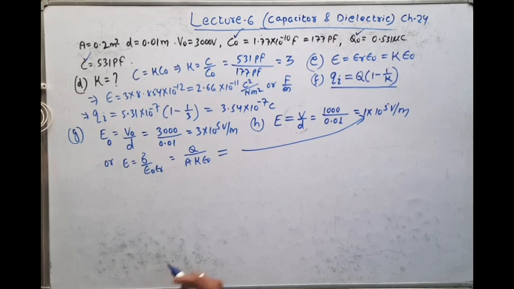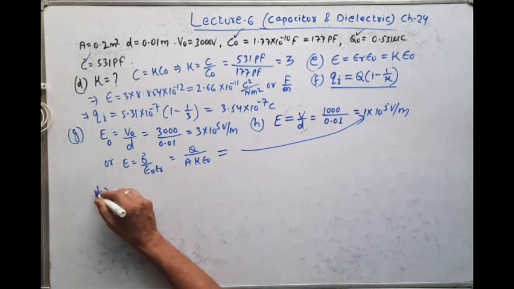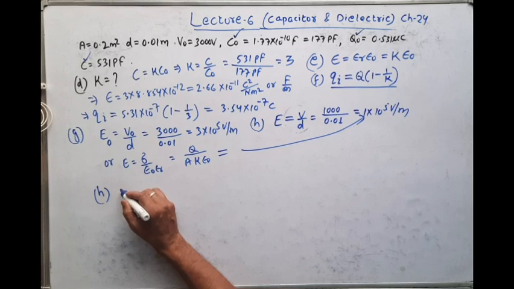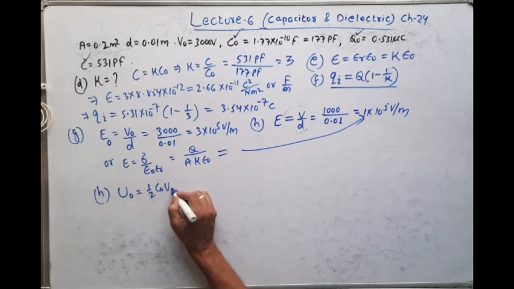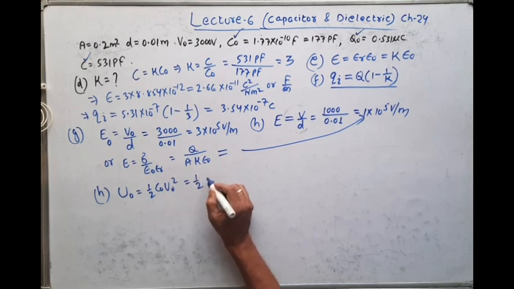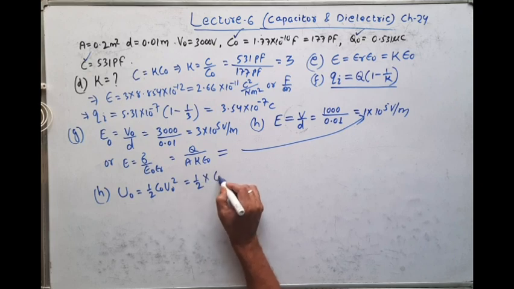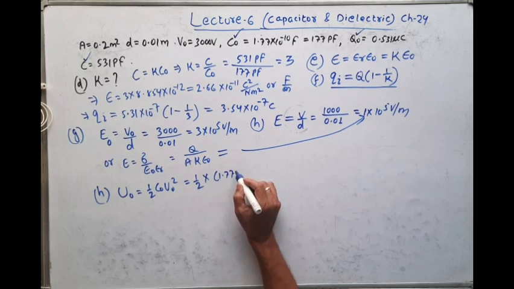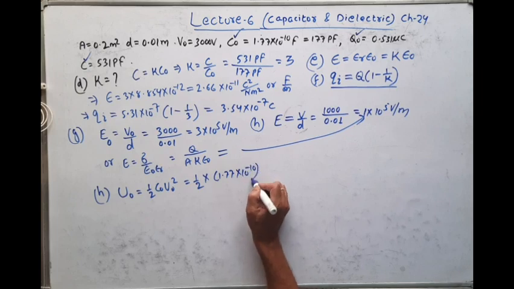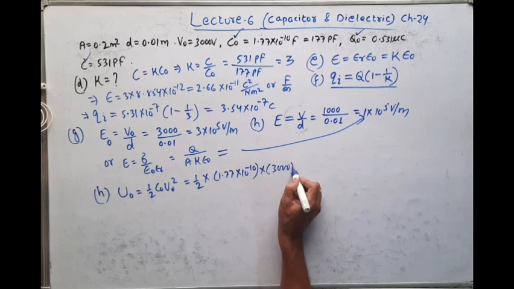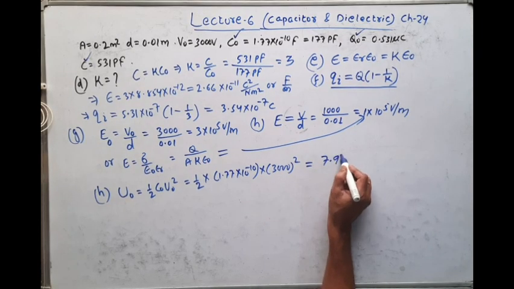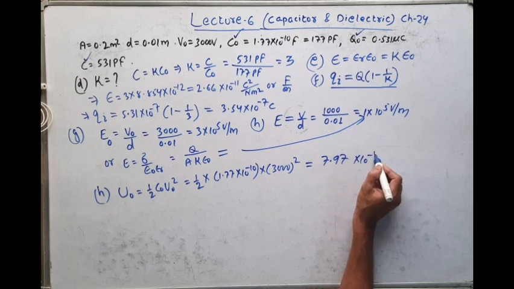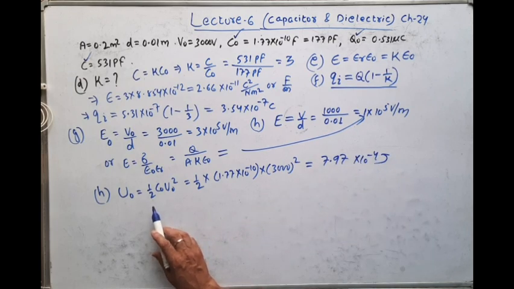Now see, the energy stored is U naught, equal to half C naught V naught square. That is half C naught, where the initial capacitance in the air medium is 1.77 into 10 to the minus 10, into the initial voltage 3000 volt square. If you calculate, you will get 7.97 into 10 to the minus 4 joule. This is the initial energy stored across the capacitor before introducing the dielectric.